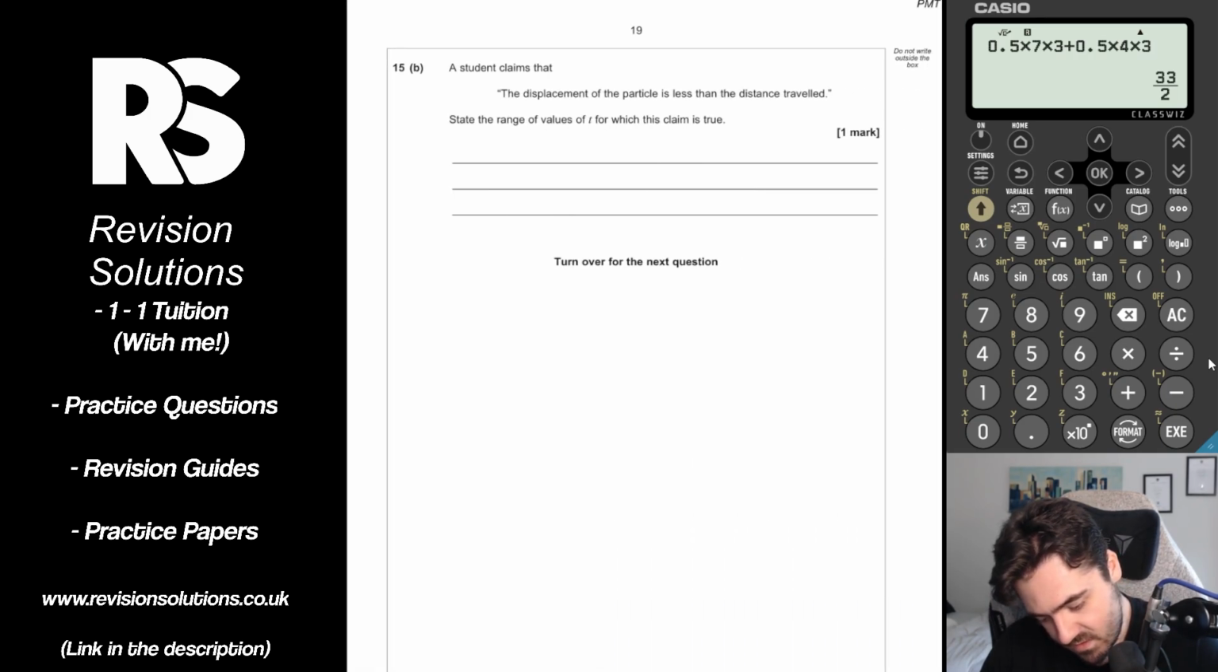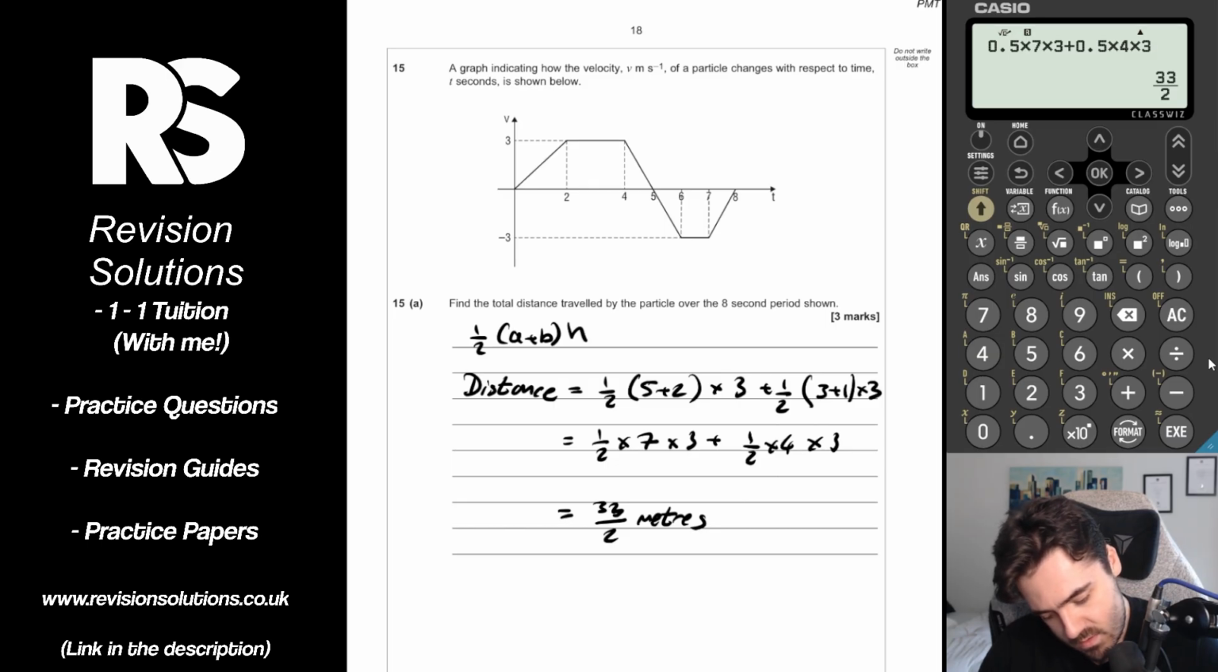Then for part B, it says, a student claims the displacement of the particle is less than the distance traveled. State the range of values of t for which that claim is true. So the distance traveled and the displacement are different because displacement is how far away you are from your original position. So during this whole section, the velocity is positive, so the particle is traveling one way up to t = 5. And then after that point, it starts to travel backward. So it comes back some amount, the area of this trapezium.